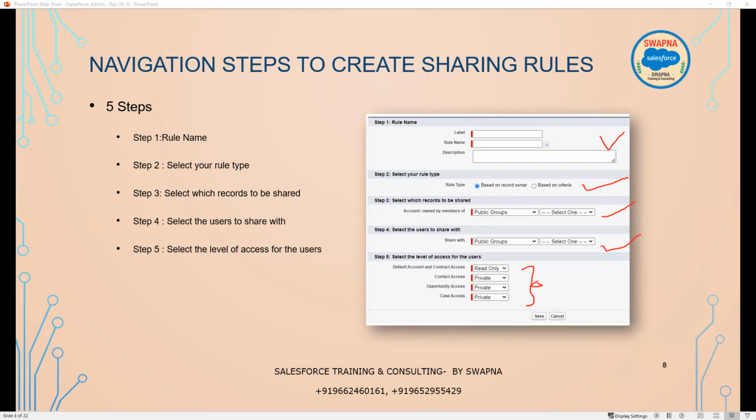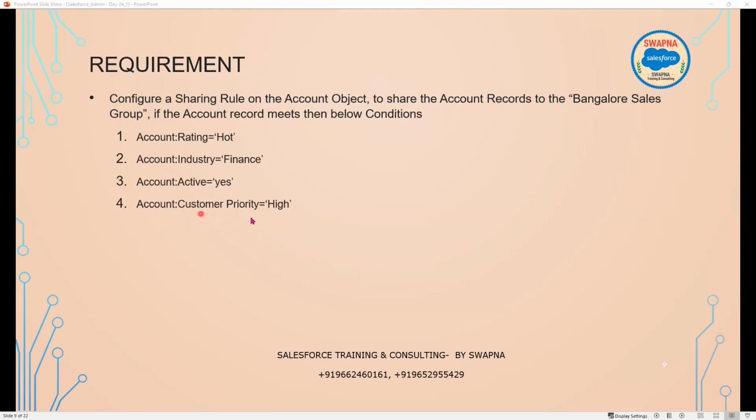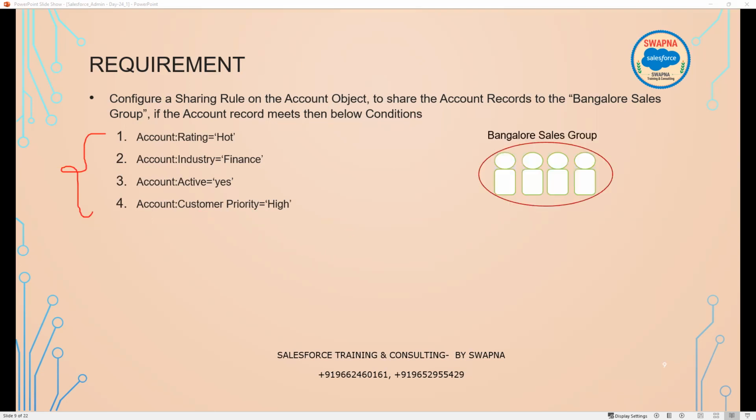Done? Okay. Now let's go ahead and create one of the sharing rules. The requirement says configure a sharing rule on the account object to share the account record to the Bangalore sales group, if the account record meets the below conditions. The criteria is account rating should be hot, account industry should be finance, account active equal to yes, account customer priority is high. If all these conditions are true, then we are going to automatically share it to the Bangalore sales group.